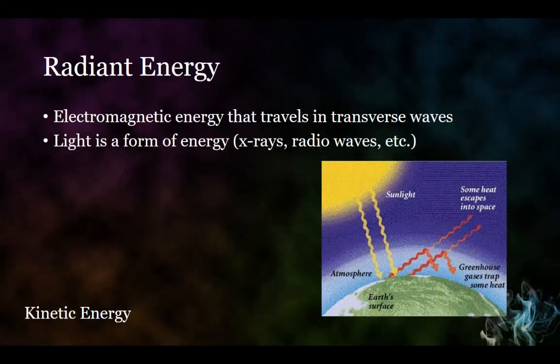And light, as we used to see, is a form of kinetic energy from radiant energy. All the different wavelengths, everything from microwaves, X-rays, radio waves, up to the higher energy forms when we start looking at gamma rays.